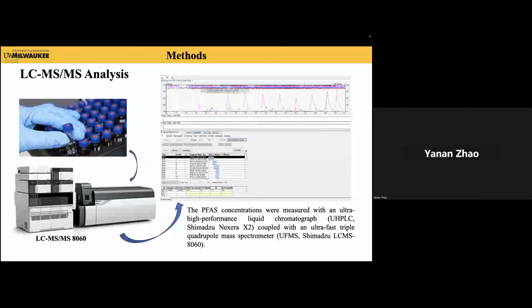Then the PFAS solution can be measured with LC-MS. So you can get the PFAS concentration in the liquid, and after calculation, you will know the PFAS concentration in the sediment. In this study, the method detection limit is around 0.04 nanograms per gram.